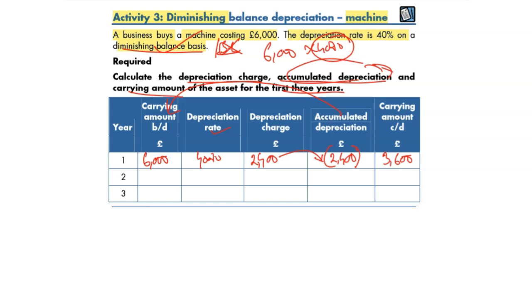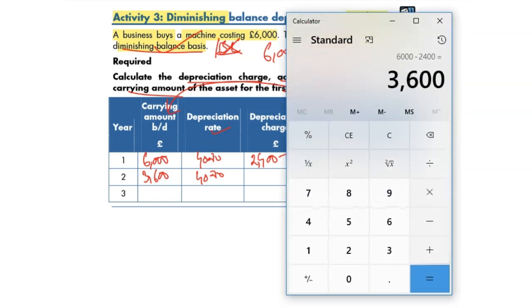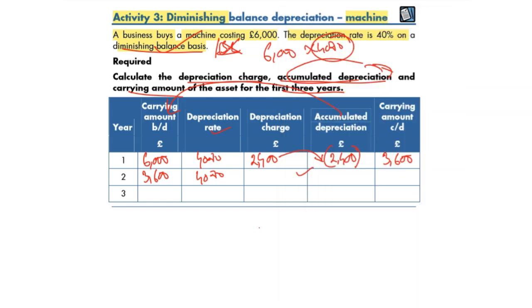But in year 2, we have to do 40% on what figure? The carrying amount of last year, which is 3,600. We do 40% on it to get the depreciation charge for year 2. So on that figure, 3,600, I'm doing 40%. 1,440. That is the depreciation charge for the year.